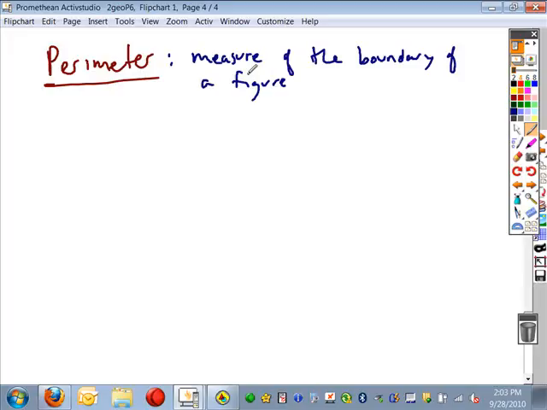A perimeter is just the measure of the boundary that encloses a figure. And so if you measure the total length or distance around the boundary of a figure, you have its perimeter. As far as the shapes that we have some general perimeter equations or relationships for.